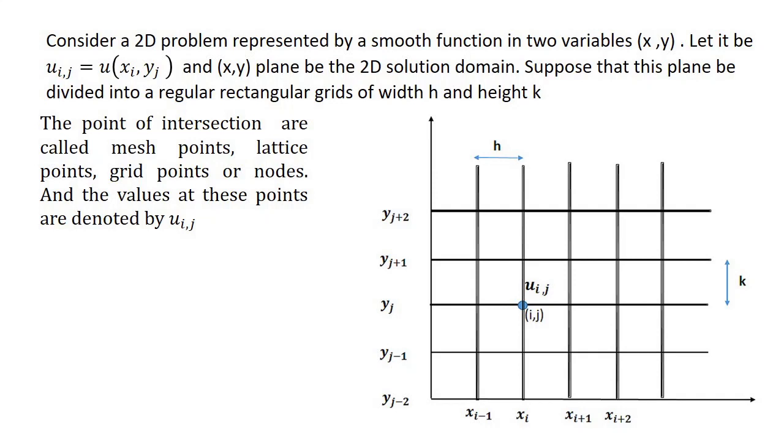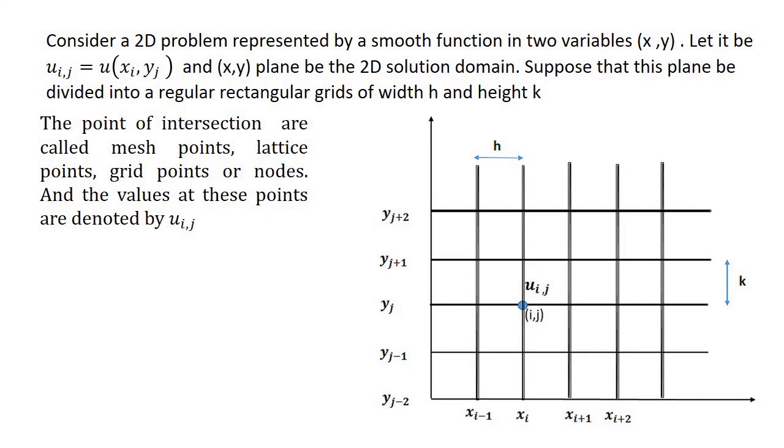Suppose that this plane is divided into rectangular grids of width h and height k. The two-dimensional finite difference grid is shown here. The points of intersection are called mesh points or lattice points. Sometimes they are known as grid points or nodes. Conventionally, the values of u at these grid points are denoted by u_ij.